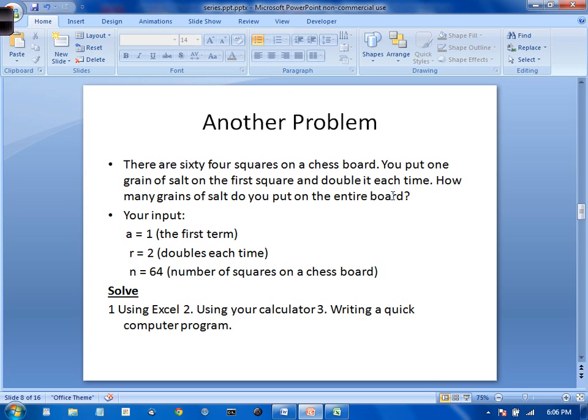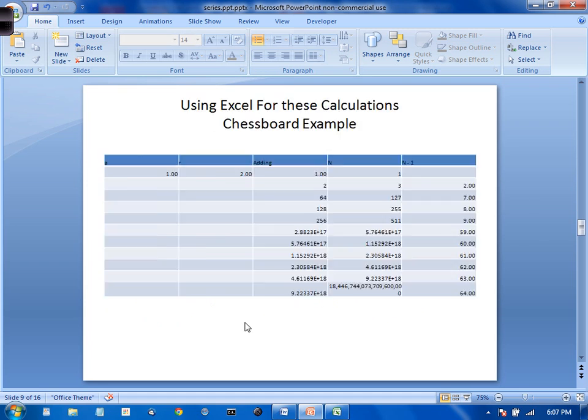Another good one is a chessboard with 64 squares on it. If you put 1 grain of salt on the first square, 2 on the second, through 64, how many grains of salt do you utilize? So if you use Excel, you can use Excel to do that. You can use your calculator. You can write a quick program, or you can just work it out with the equation.